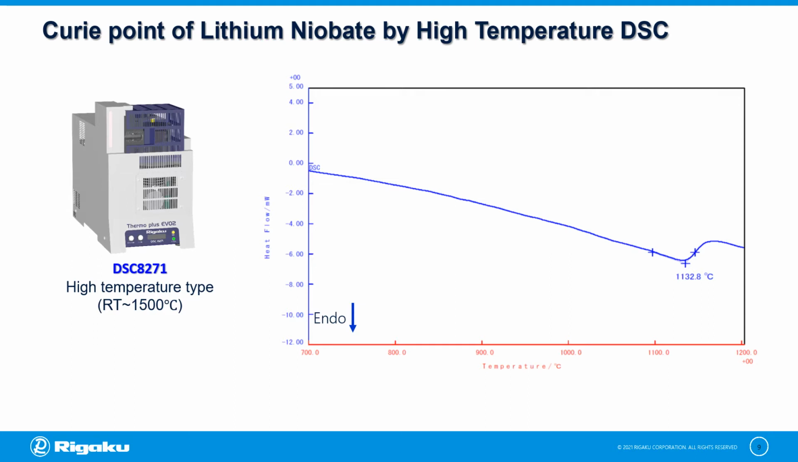In DSC, the baseline gradually changes in the endothermic direction up to 1133 degrees centigrade and suddenly shifts in the exothermic direction at 1133 degrees centigrade. The second-order phase transition is a change in heat capacity, which is seen as a Curie temperature. This thermal behavior should be observed as a baseline change rather than an endothermic peak.